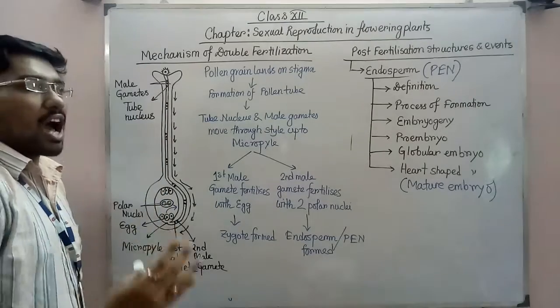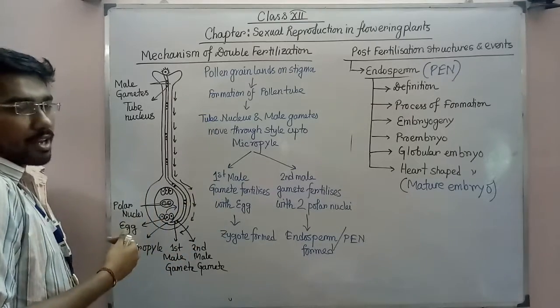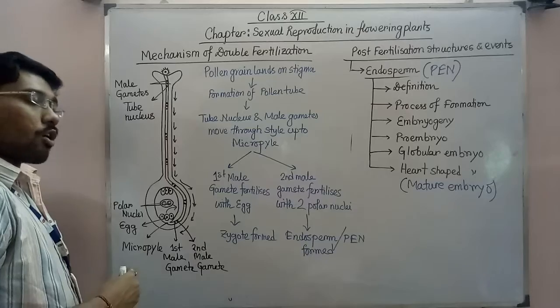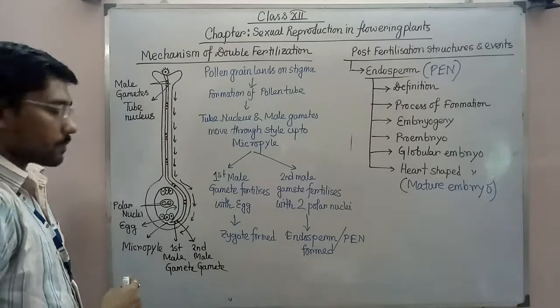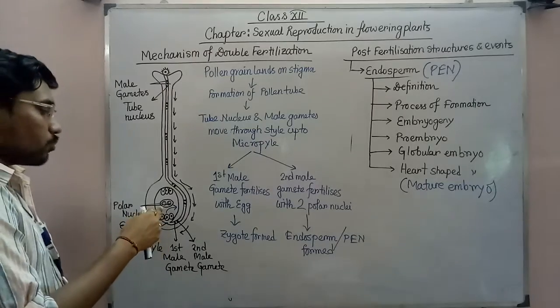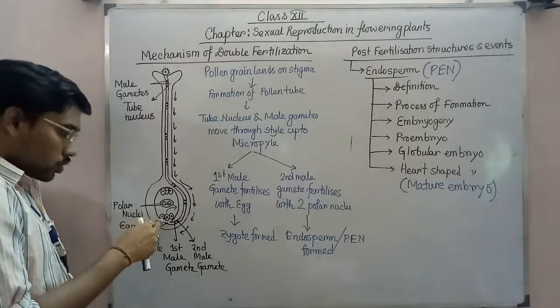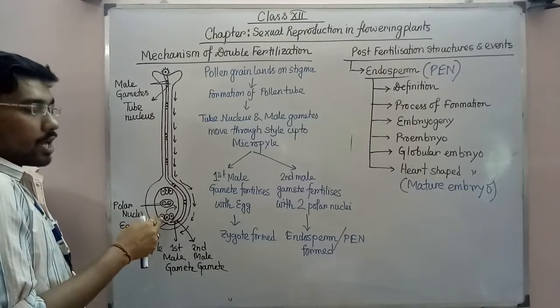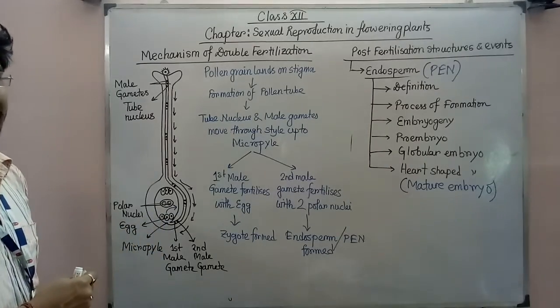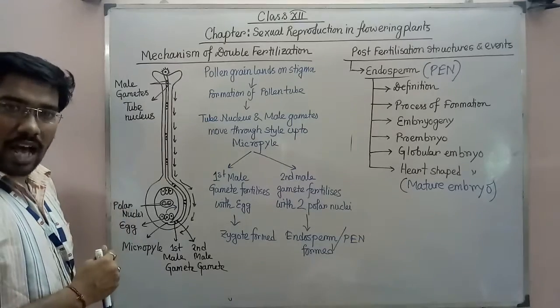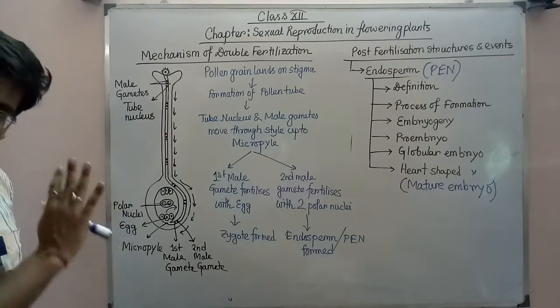So for that reason, when the pollen tube enters through the micropyle, you can't find the structure of the tube nucleus or vegetative cell nucleus. Now I am coming to this point. When these two male gametes enter the embryo sac through the micropyle, the first male gamete fertilizes the egg, and automatically forms the first compound, the zygote. Once the zygote has been formed, the first fertilization is over.